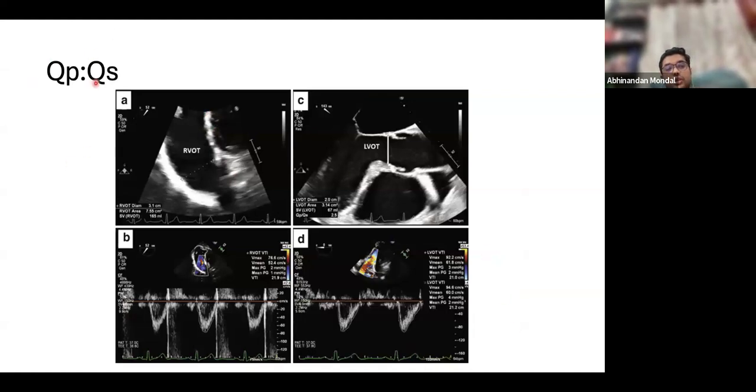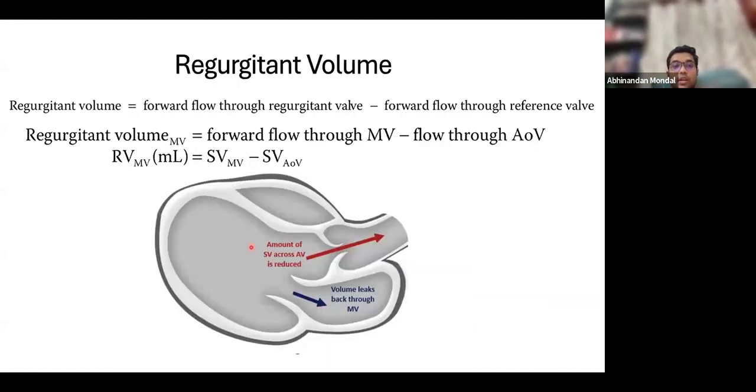So what is the QP QS? It is how you calculate it in your RVOT. If you measure your RVOT diameter and do a pulse wave Doppler of your RVOT, it will give you a QP. And if you take the LVOT diameter, that will give you the LVOT area, and the LVOT VTI will give you a QS. So you can do a QP QS calculation by your Doppler examinations.